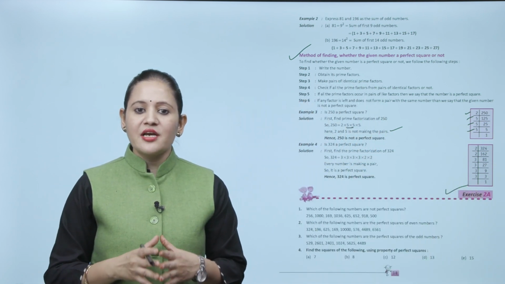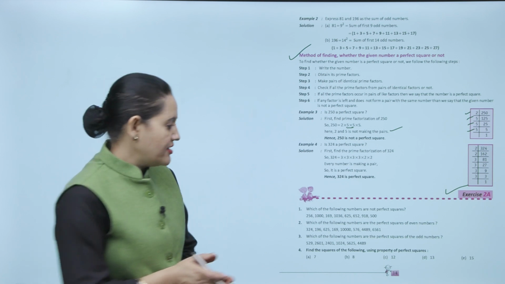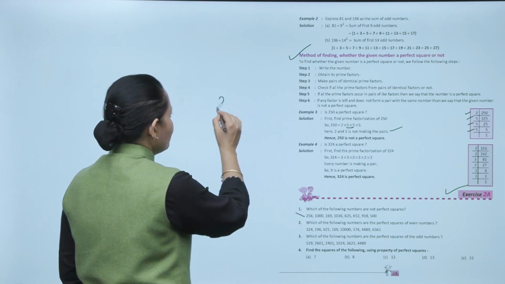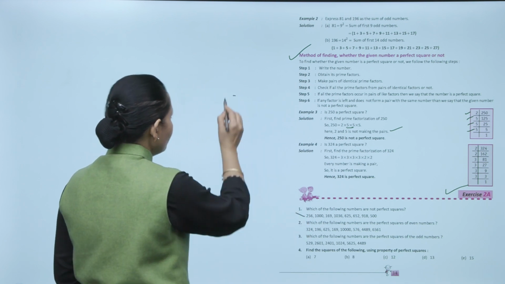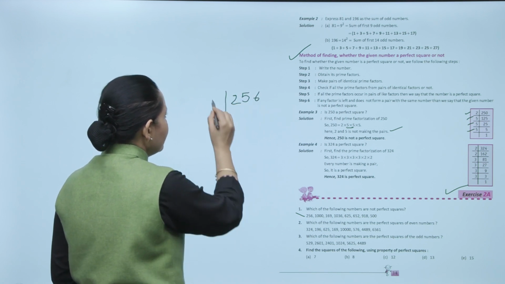Which of the following numbers are not perfect square numbers? So we have to check. We have done it for one number, 256. Suppose 256. So first we'll do the prime factorization of 256.